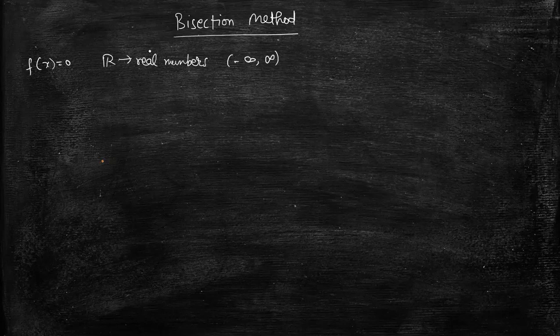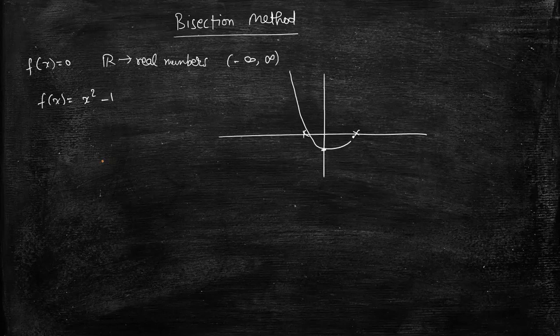This method will return exactly one root if it exists in the given interval. I will define what the interval is. If there are multiple roots, then we have to apply some different approach or change our interval. Let's say we have f(x) = x^2 - 1. We know its graph looks like this: at x equal to minus 1 and plus 1 it is 0, at x equal to 0 it is minus 1, and it is a parabolic graph like this.